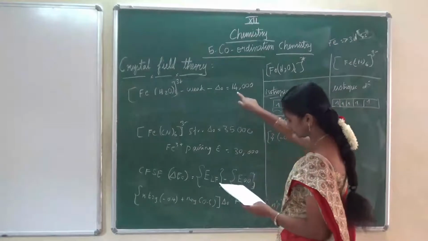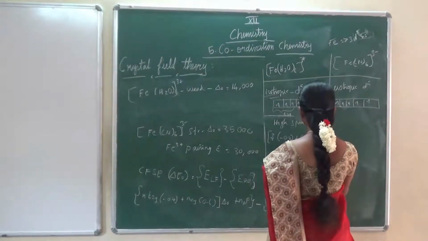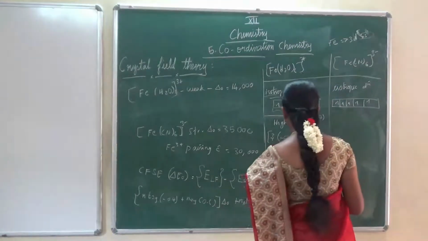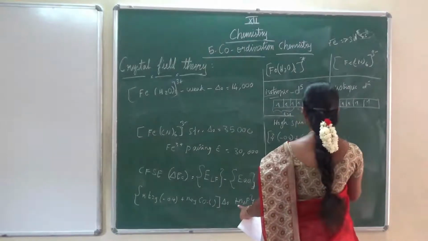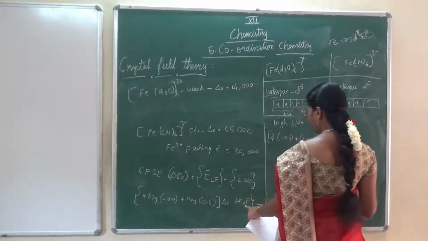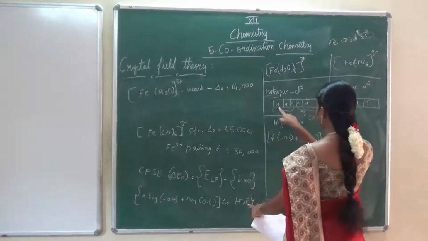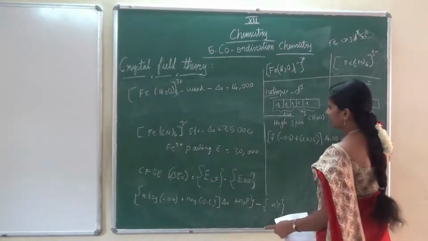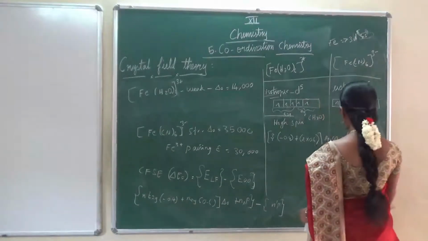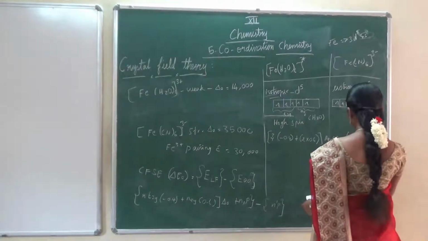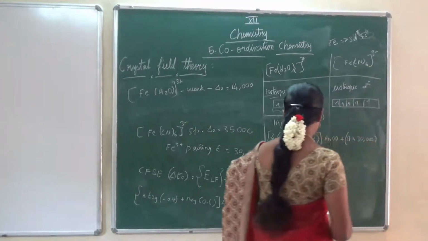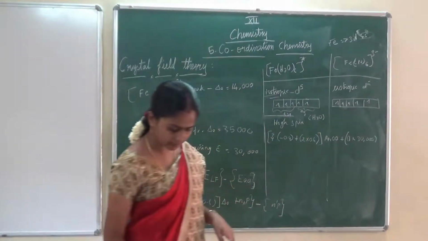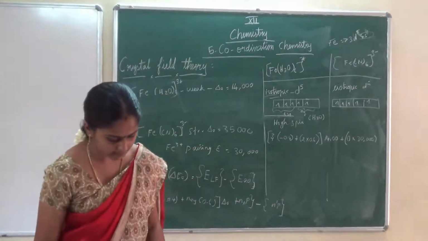Del naught value for this complex is 14,000. We have to multiply it by 14,000, plus the number of paired electrons into the pairing energy. Is there any paired electron? There is no paired electron. So it is 0, 0 into the pairing energy. Okay, the pairing energy here is 30,000. So when we work it out, finally we will get the answer.